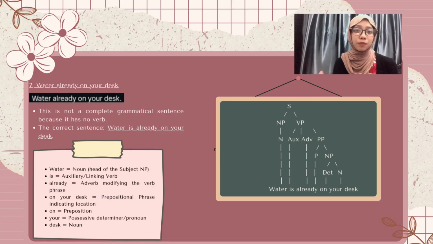Now we have PP. PP stands for prepositional phrase. The phrase "on your desk" is a prepositional phrase. It consists of "on", a preposition that shows the relationship between water and desk. Then we have an NP inside the PP, a noun phrase inside the prepositional phrase. "Your desk" forms another noun phrase. Next is "your", a determiner or possessive pronoun, which is the DET, and shows ownership. Then we have "desk". Desk is a noun, N, the object of the preposition. So the sentence tells us the location of the water. The prepositional phrase "on your desk" provides additional information about where the water is located.